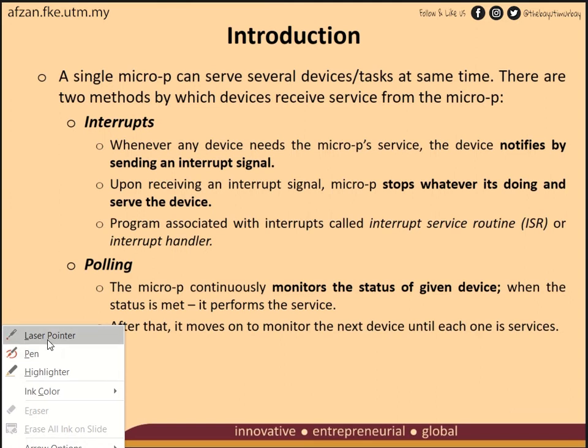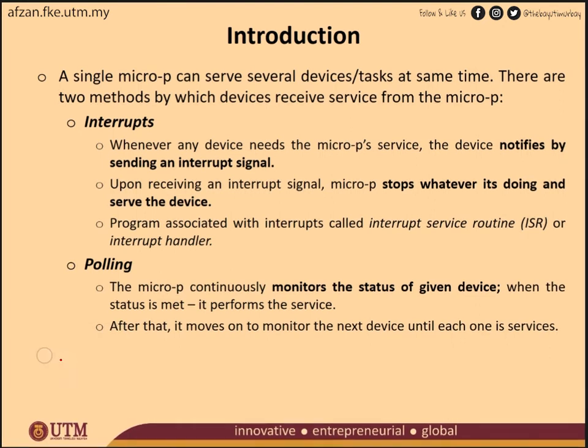So what is the difference between interrupt and polling? With the interrupt, whenever any device needs the micro-P service, the device notifies by sending an interrupt signal. So every time you run a program and that device needs a micro-P service, for example to do data processing, that device notifies the micro-P by sending an interrupt signal. Upon receiving an interrupt signal, micro-P stops whatever it is doing and serves that device.